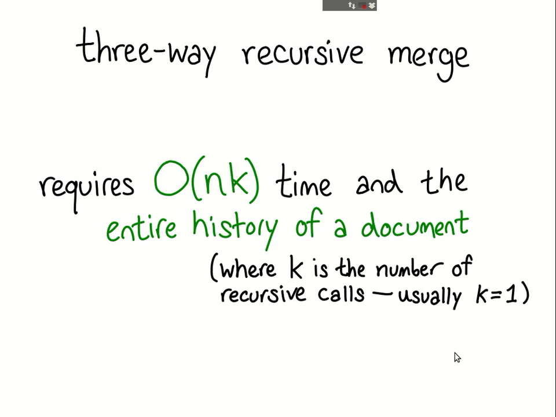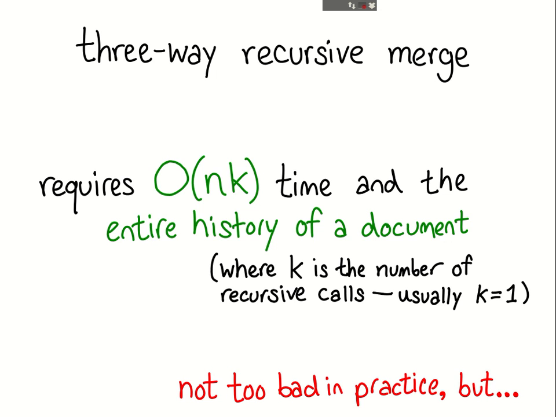To sum up, Git's three-way recursive merge requires O(K) time, where K is the number of recursive calls. Usually K equals 1, but if we have to do many recursive calls, it could be higher. It also requires us to know what the entire history of the document is. We have to find the ancestor, after all.